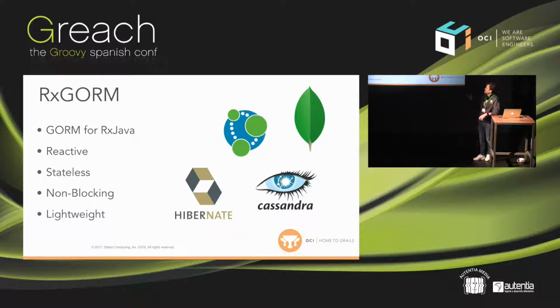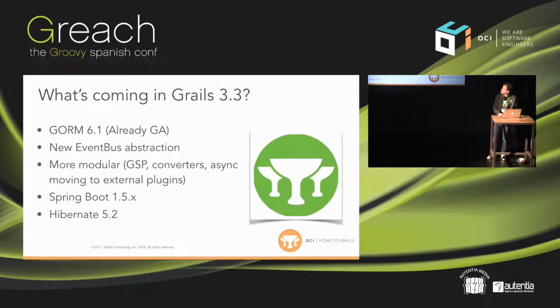Currently, it's built on RxJava 1 because the MongoDB driver only supports RxJava 1. But as soon as they update that driver to support RxJava 2, then we'll be updating RxGORM as well. So that's one thing that's still on the to-do list. Okay, so that's just a brief recap of Grails 3.2.